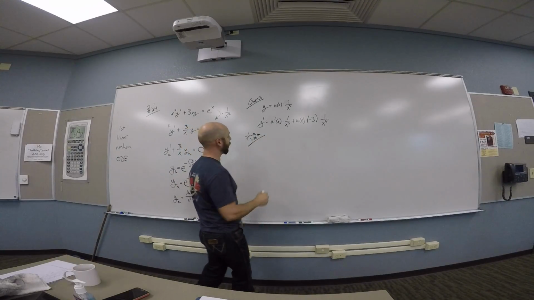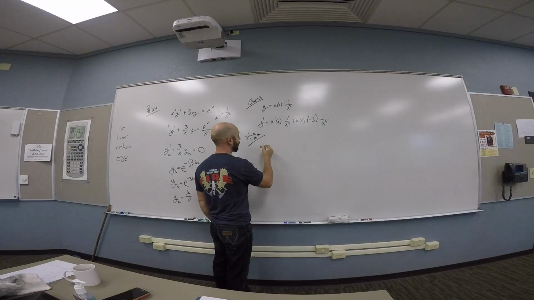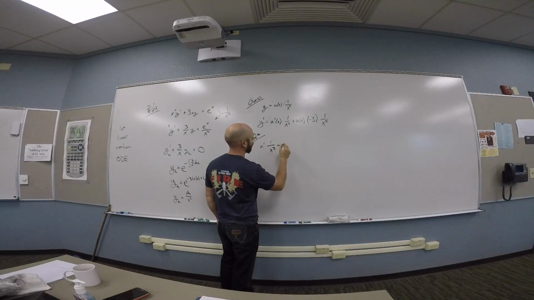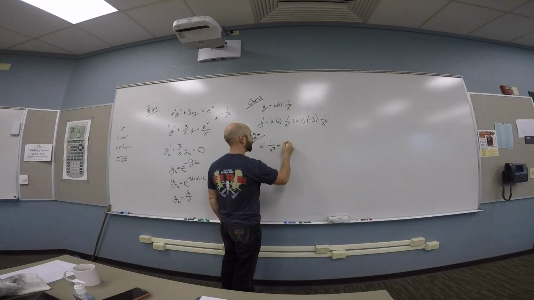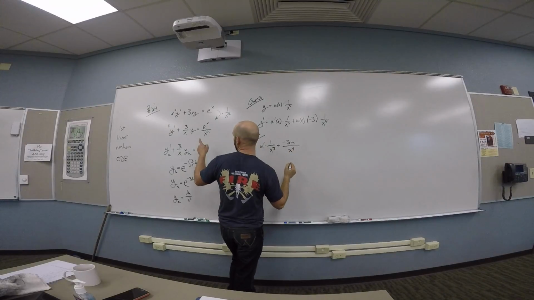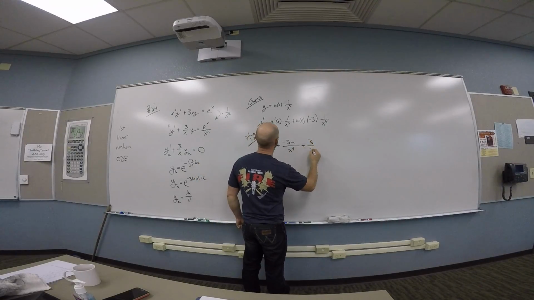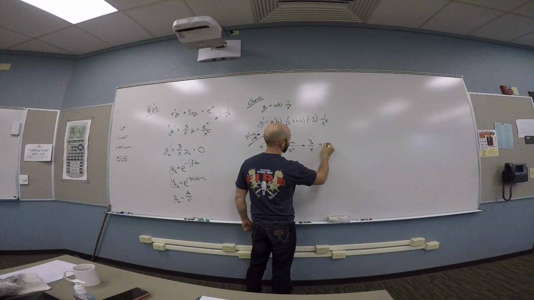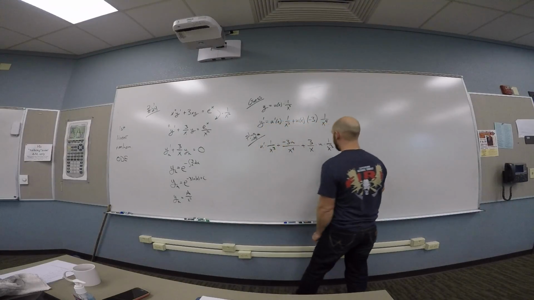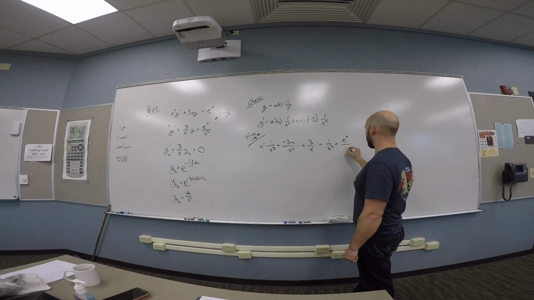So you got y prime is this. So you got u prime times 1 over x cubed minus 3u over x to the fourth plus 3 over x times u times 1 over x cubed is e to the x over x squared.